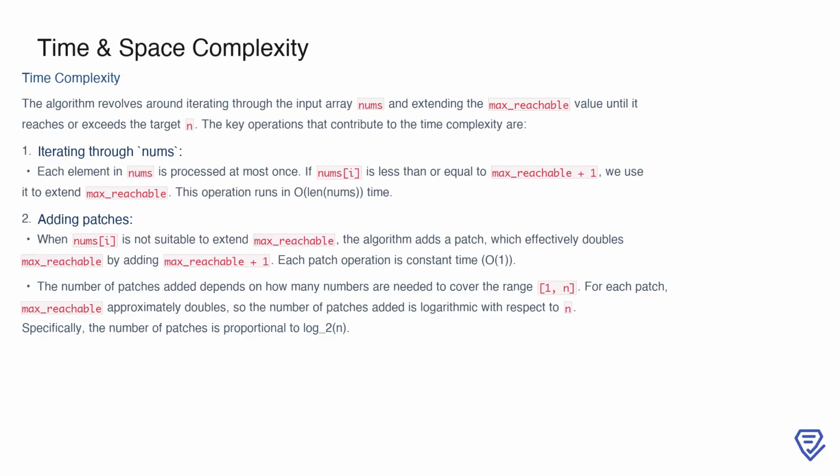The second operation involves adding patches. Whenever an element in nums is not suitable to extend max_reachable, the algorithm adds a patch, which is simply the value max_reachable plus 1. This patch effectively doubles the range of max_reachable in constant time for each patch added. Since max_reachable doubles with every patch, the number of patches needed to span the range 1 to n is proportional to the logarithm of n, specifically O(log n). Thus, the time complexity of adding patches depends logarithmically on n.